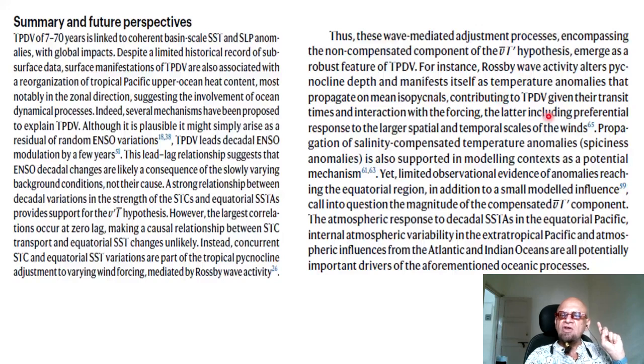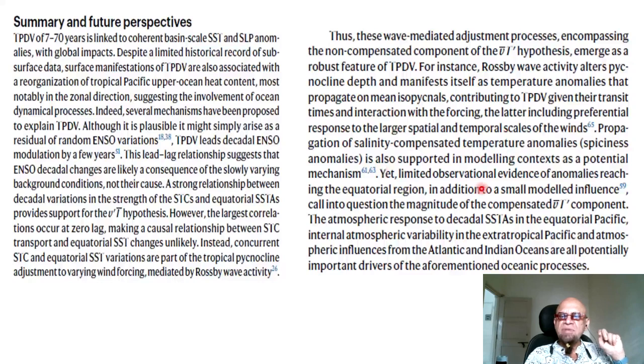For instance, Rossby wave activity alters pycnocline depth and manifests itself as temperature anomalies that propagate on mean isopycnals. Okay, somehow a background structure is there, and then anomalies are riding on top, because it's easier to ride along isopycnals energetically. Contributing to TPDV this way, given their transit time and interaction with the forcing, the latter including preferential response to the larger spatial and temporal scale of the winds.